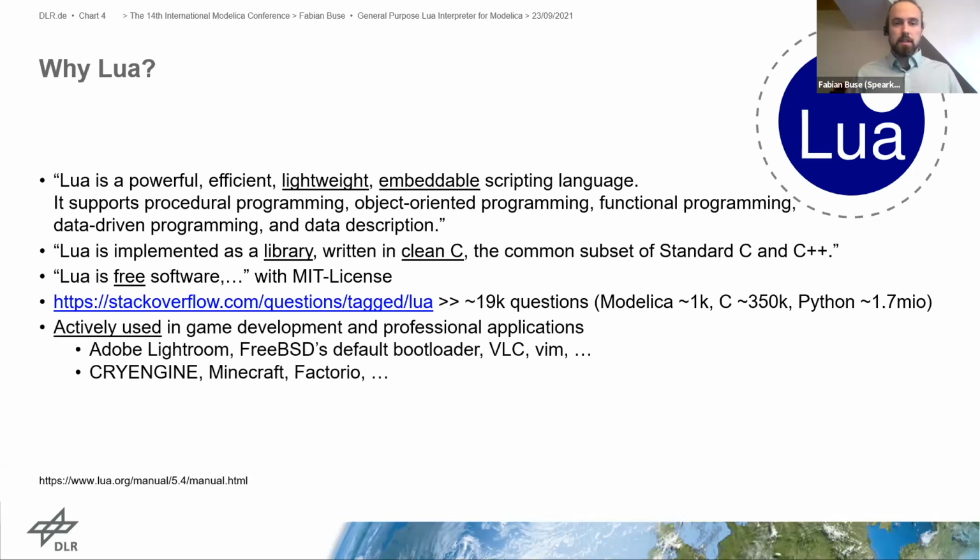Then it's actively used, and that is the reason why there are this many questions there, in both professional and game development. Some professional examples are Adobe Lightroom uses it quite a lot. The FreeBSD's bootloader is in there, and many, many other examples. And in the gaming world, the CryEngine uses it, Minecraft and Factorio both use it. So there are many applications of Lua, and that leads to many libraries being available that align quite well with what we need for controlling a robot. So state machines are there, 3D vector math is there, and with that you can already build a lot.